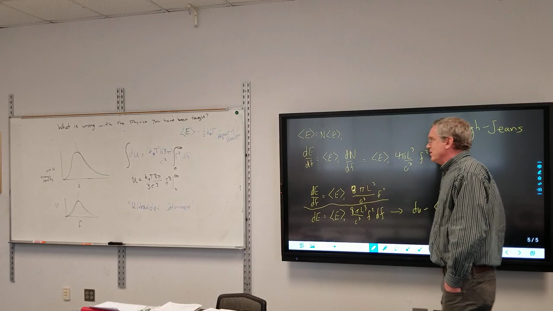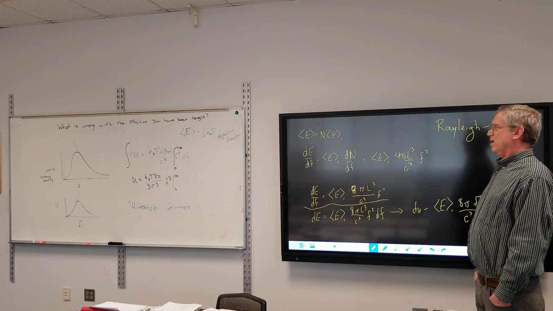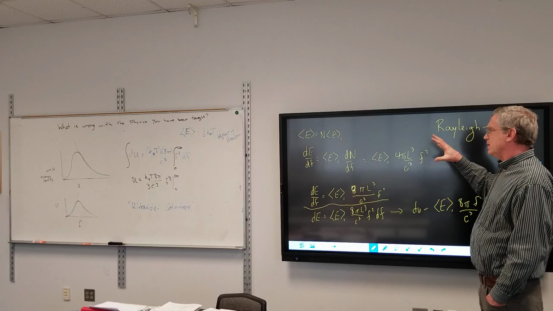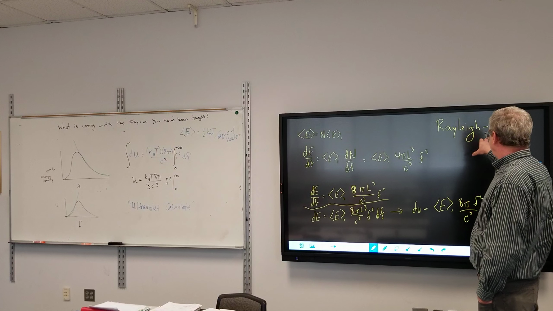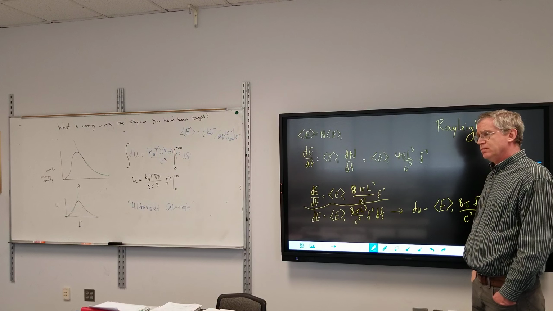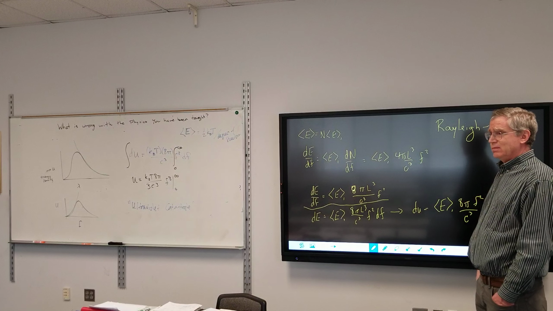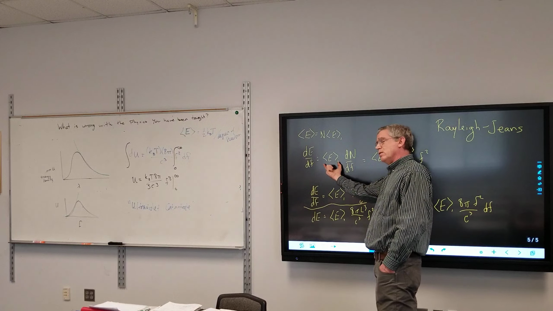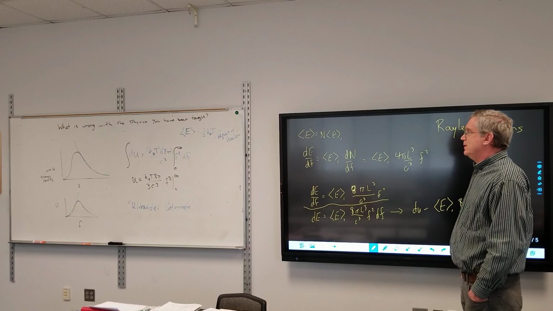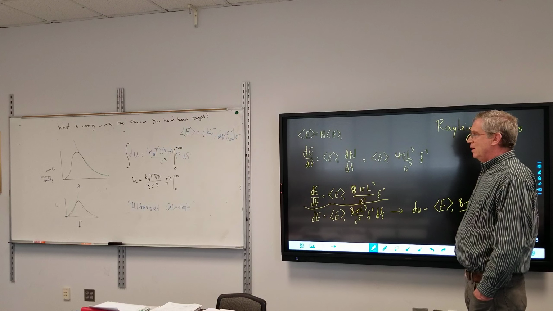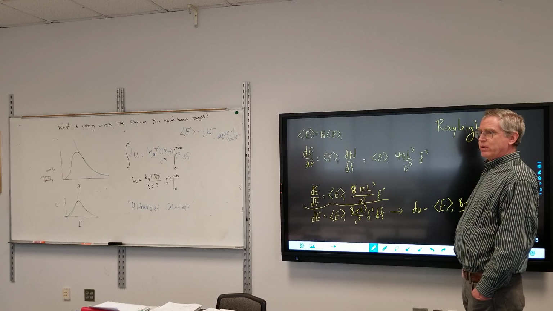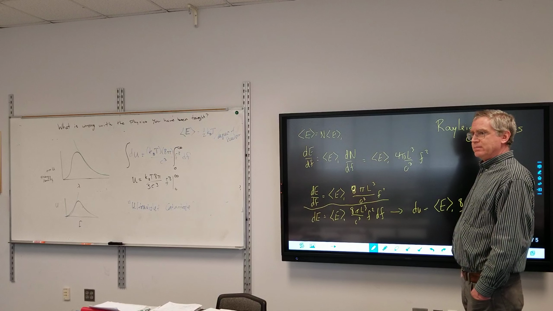So the question is, why is it off? Where is the issue with what their approximations were? Some of you might have guessed. It has something to do with this piece right here that I kind of isolated. All right, questions before we bring in Planck and quantum.